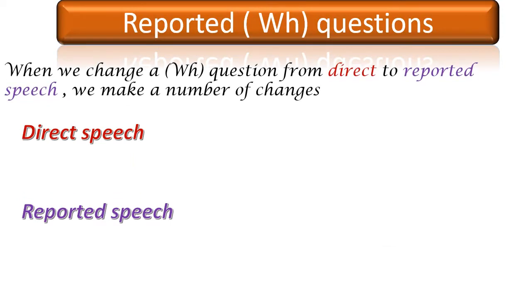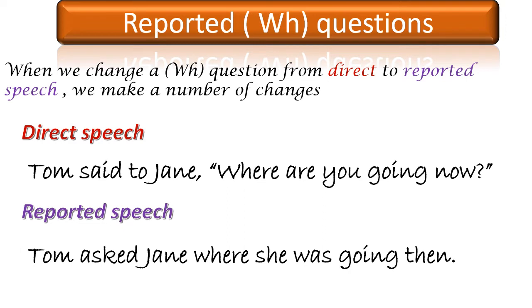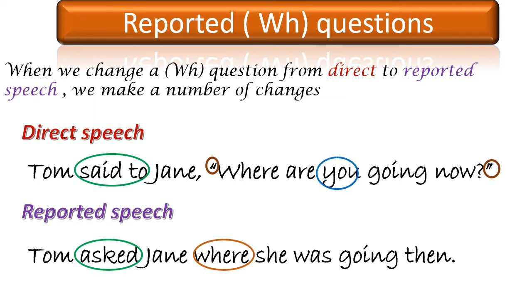When we change a WH question from direct to reported speech, we make a number of changes. This is a direct question, and this is a reported question. I want you to read the two sentences carefully and find the differences between them. So the first change is we change said to asked, because this is a question. We removed the quotation marks and we kept the existing question word, where. We changed you to she because he is speaking to Jane.